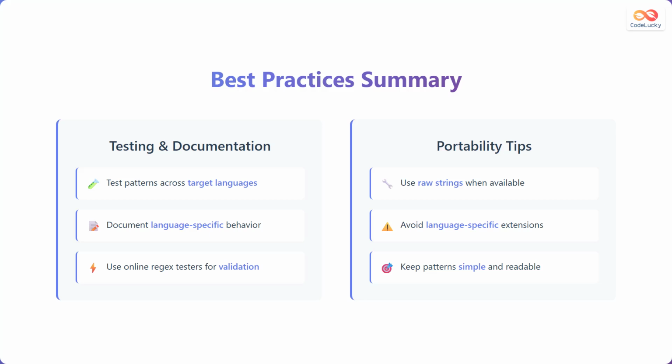For portability tips, use raw strings when available to simplify patterns and reduce the risk of errors. Avoid language-specific extensions to ensure your patterns are as portable as possible, and keep your patterns simple and readable to make them easier to understand and maintain. By following these best practices, you can improve the reliability and portability of your regular expressions across different programming languages.